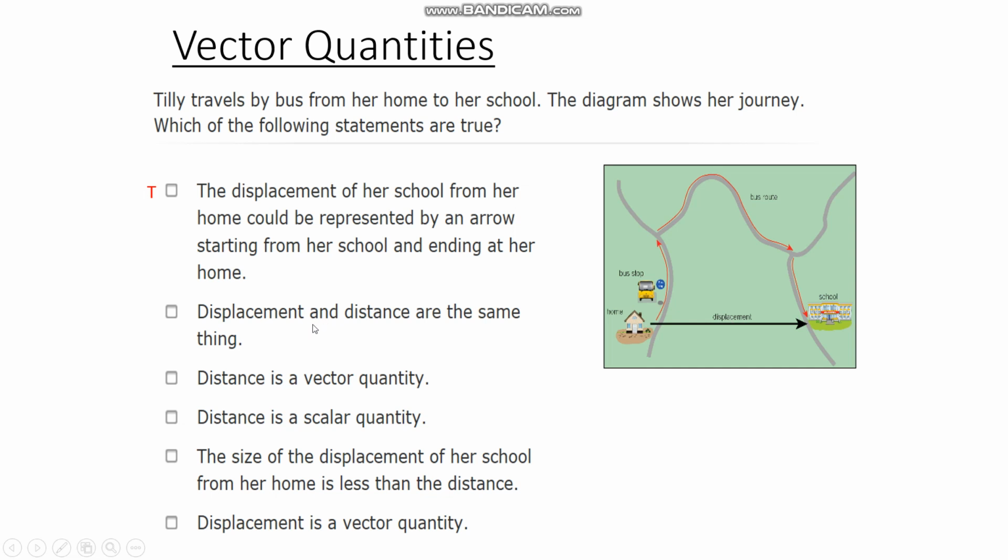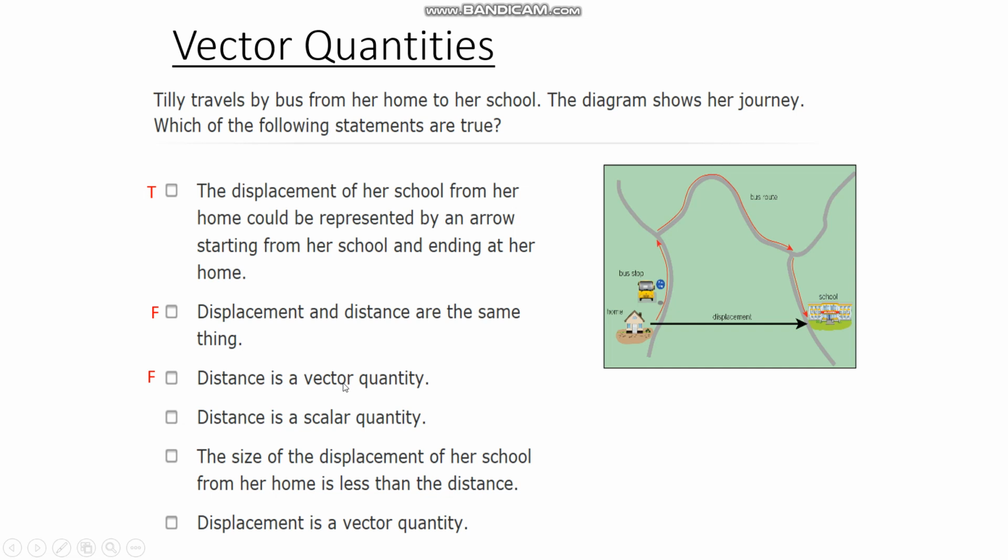The displacement represented by a single line with an arrow. Okay, the distance and displacement are the same thing. Well, the displacement is the distance travelled in a straight line. The distance is simply the distance she's travelled along the road. So there is a difference between the two, so that is false. Distance is a vector quantity. Well, can you see here how the direction is constantly changing here? When we talk about how far something is away, what's the distance between there and there, you'd say it's 5 miles or whatever. You wouldn't say it's 1 mile due north, then 3 miles due west, what have you. Okay, so distance is a scalar quantity, it's only got size.